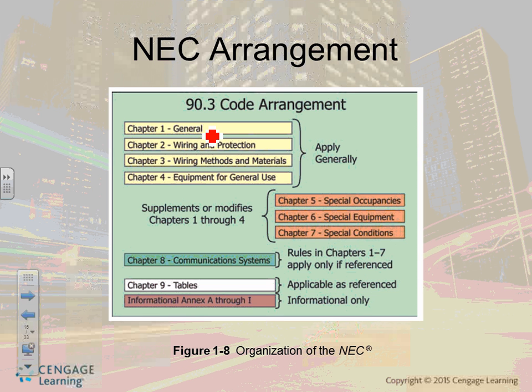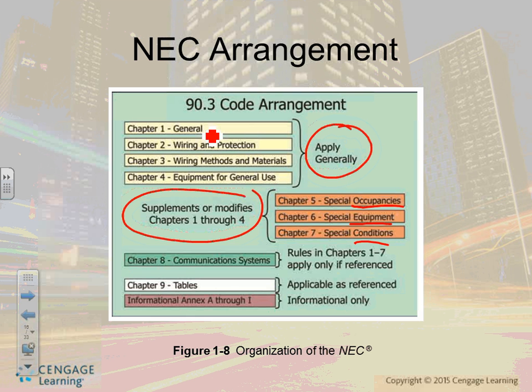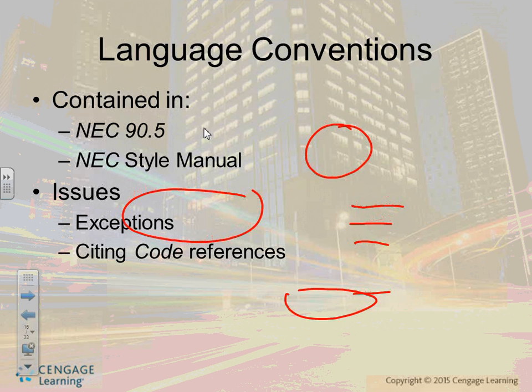Okay, we talked about the arrangement of the code book. The same picture that we did in the first three chapters applies to every installation. Chapters 5 through 7 supplement chapters 1 through 4 for special occupancy, equipment, or conditions. And Chapter 8 is communications, and applies only as reference. The tables are applicable as reference, and informative annexes are FYI only. Any comments, guys? Any questions? I can't believe this is the second time you're going to see the same arrangement of the code book.